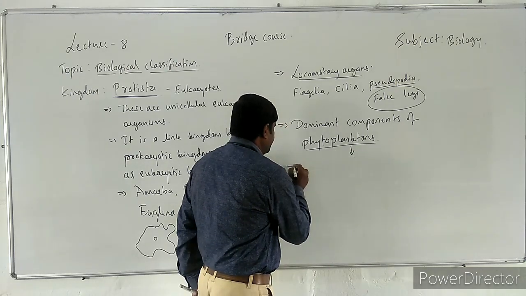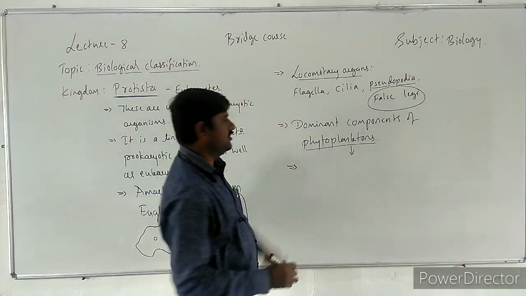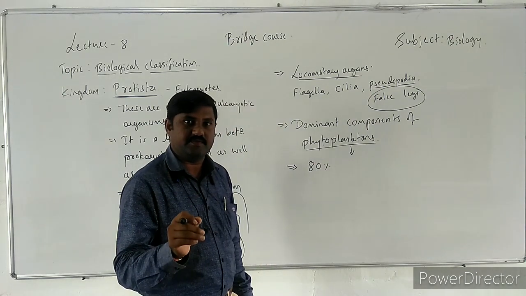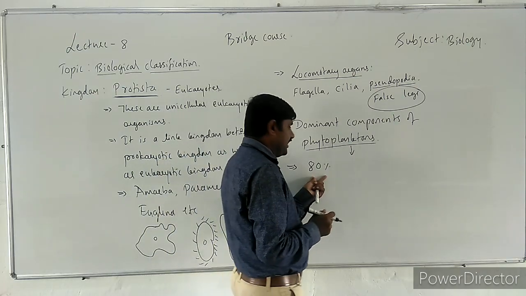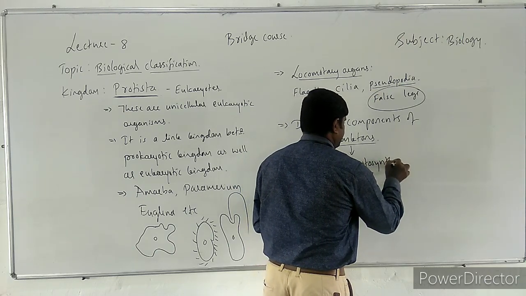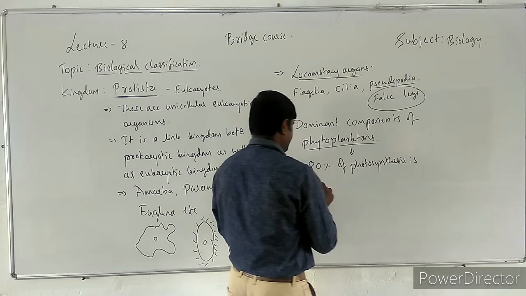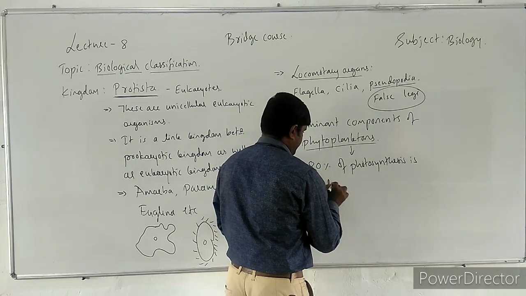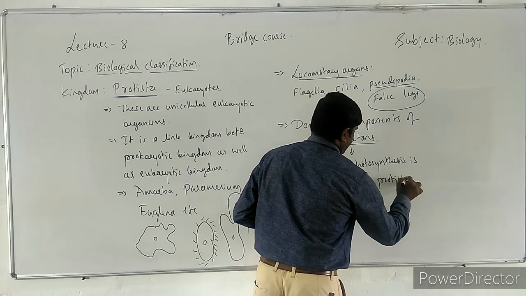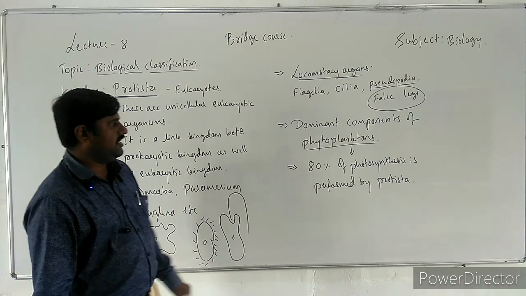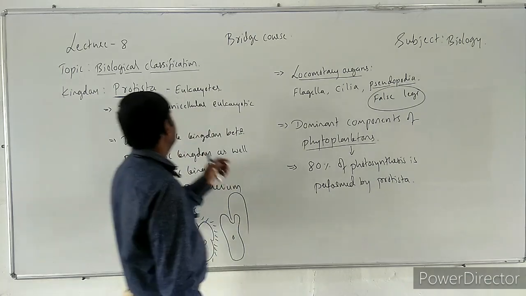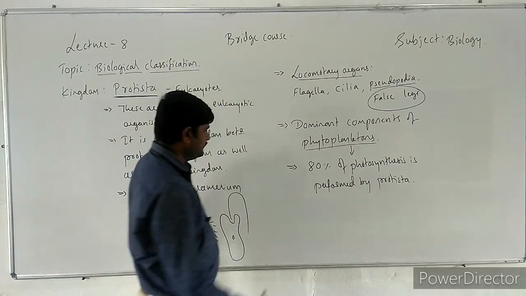These plants are responsible, means protistans are responsible for 80% of the total photosynthesis taking place on this earth. So 80% of photosynthesis is performed by Protista, organisms which come under Protista. This is the unique feature we should know regarding these eukaryotes, right?